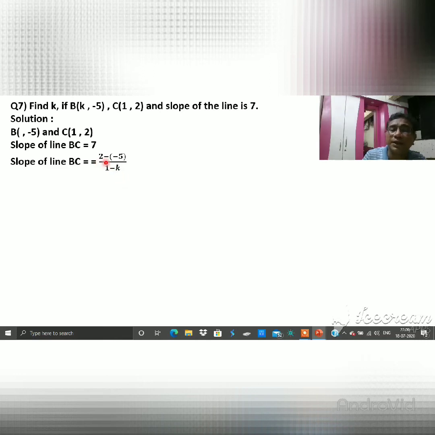So 2, out of bracket negative sign, so minus 5 becomes plus 5. So 2 plus 5, so the slope of line BC is 7. I write here 7. Slope of line BC is 7.